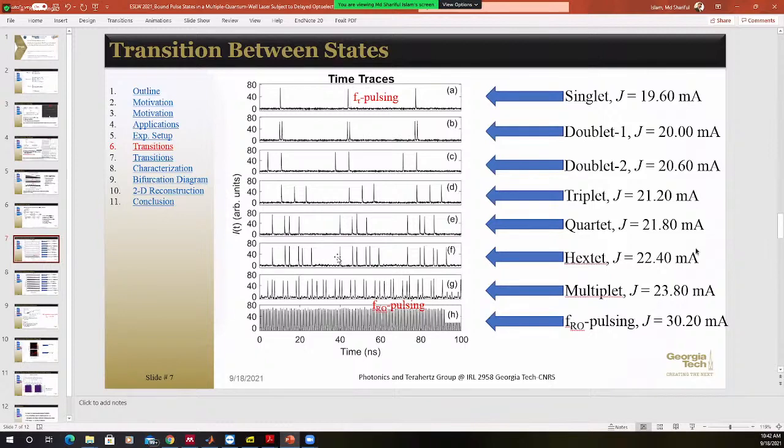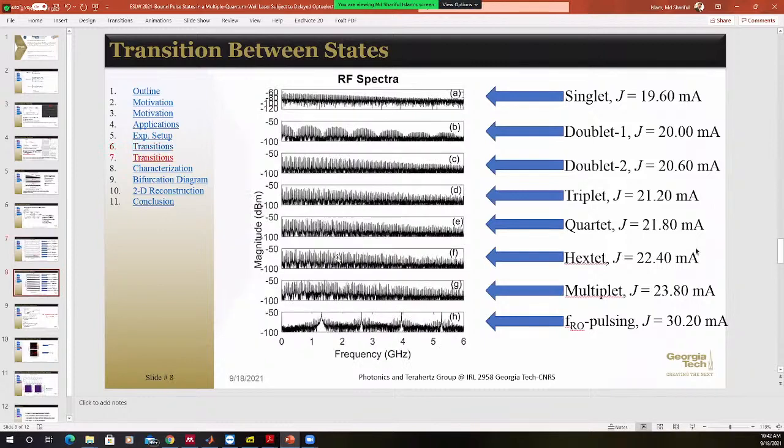And moving on to the characterization of such pulsing, we can check the pulsing states, but the traces clearly show that the cases of bound states are not instances of harmonics, because we can see clearly the modulation, which indicates the pulses are clustered together.